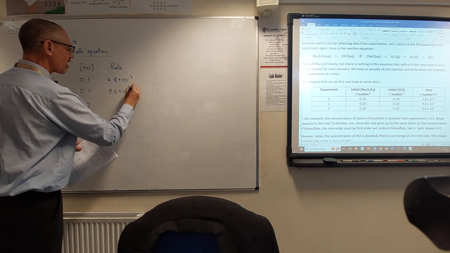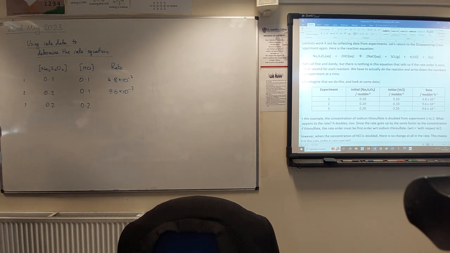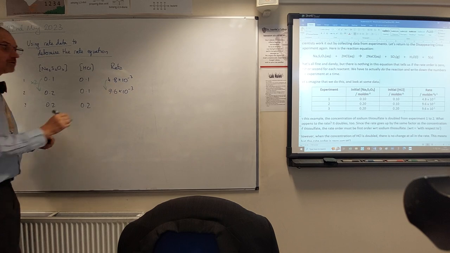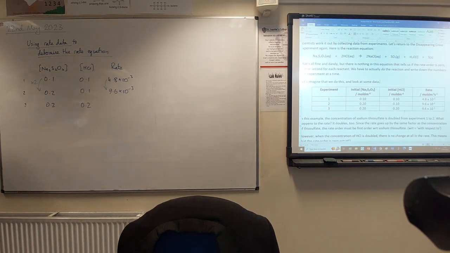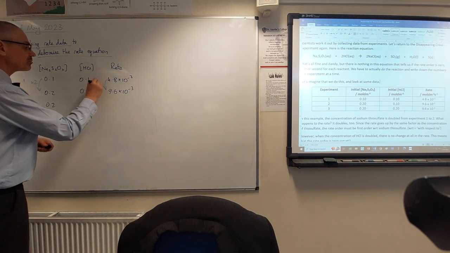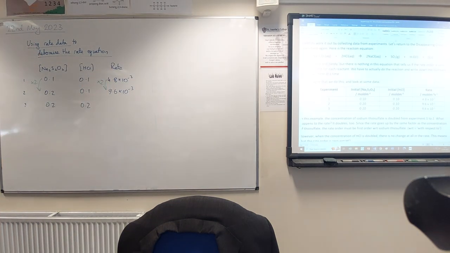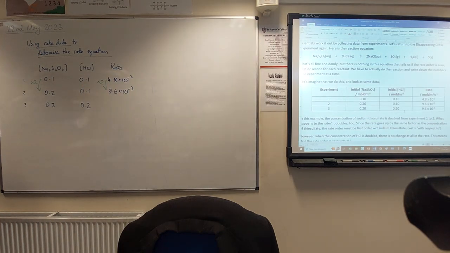And we have a look at the rate for that reaction. So, concentration of thiosulfate has been doubled. What's happened to the rate there? Doubled. It's been doubled, 4.8 to 9.6. It's gone up by times 2. So would you say it has an order of 1? So that is first order. That's a first order reaction where if the concentration doubles, the rate doubles.